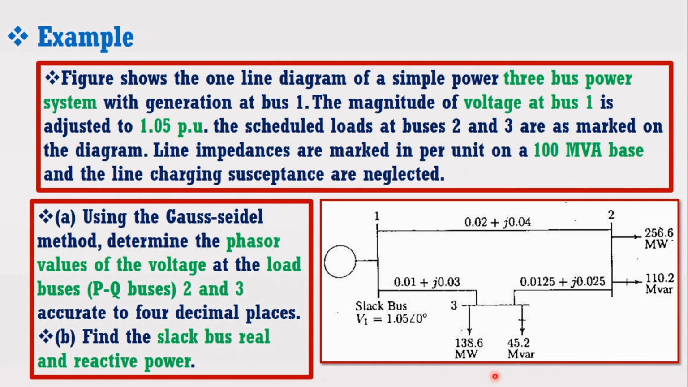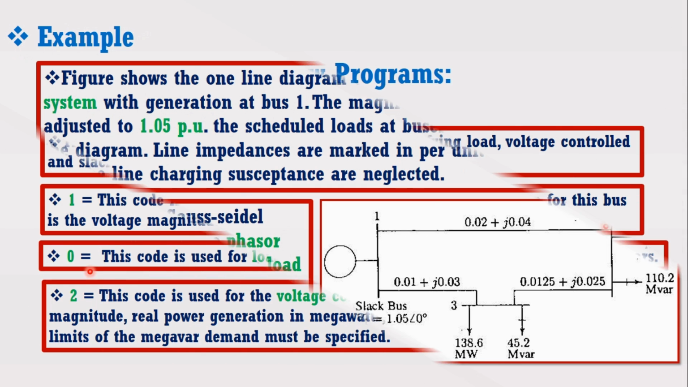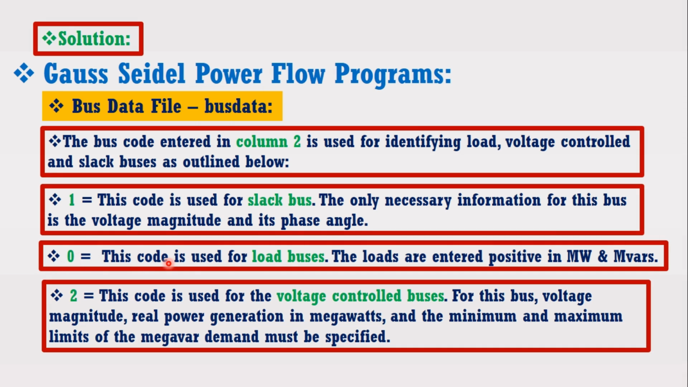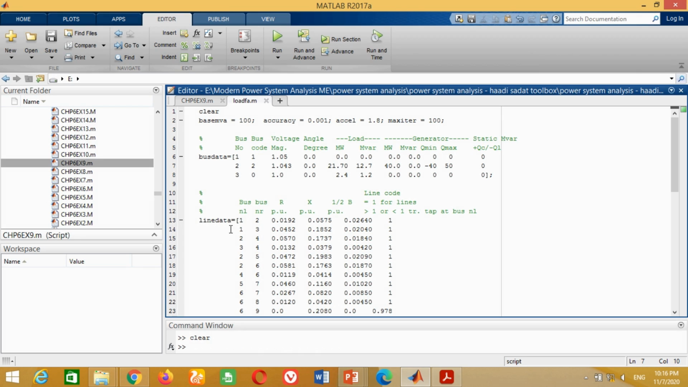Similarly, look at the figure again. Now we have to put the data for bus 2. We know that bus 2 in this example is a load bus. Furthermore, the bus code for load bus is set to 0 as shown here for the MATLAB program. Therefore, write 2 here, 0 here.